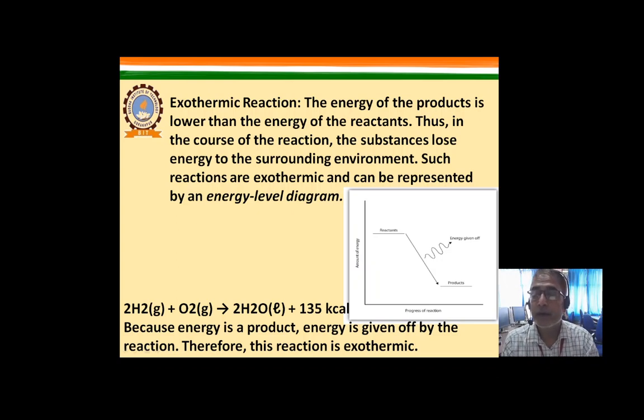Below you can see that 2H2 plus O2 is equal to 2H2O plus 135 kilocalorie. 135 kilocalorie energy is discharged because energy is a product. Energy is given off by the reaction, therefore this reaction is an exothermic reaction.